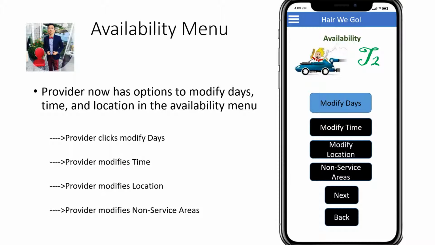Under the availability settings, a provider can view and modify things like the days they are available, the specific time for days chosen, the location that they are willing to work in, and of course, the areas where they prefer not to do service.